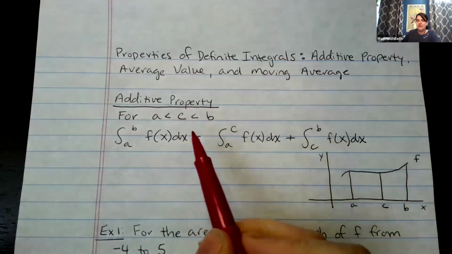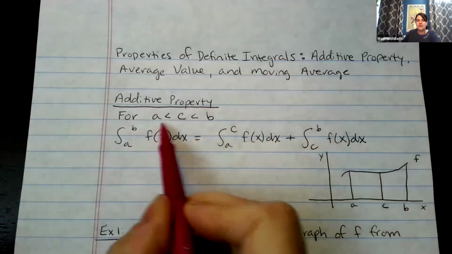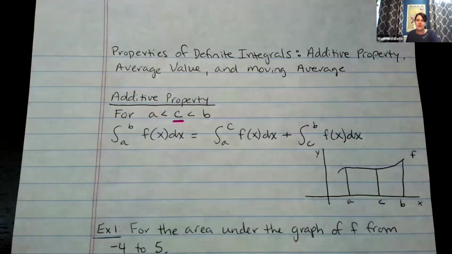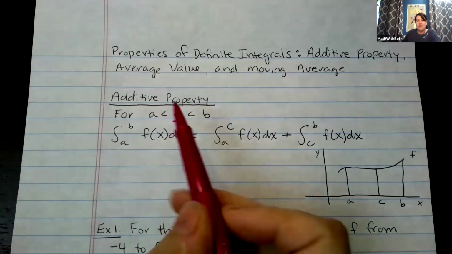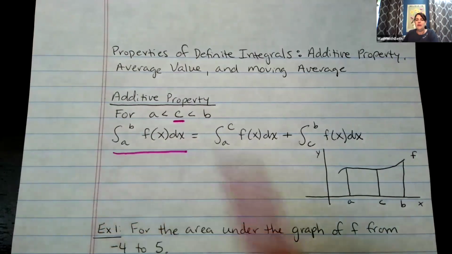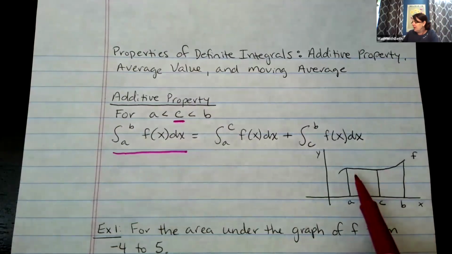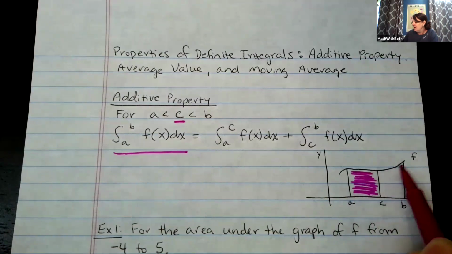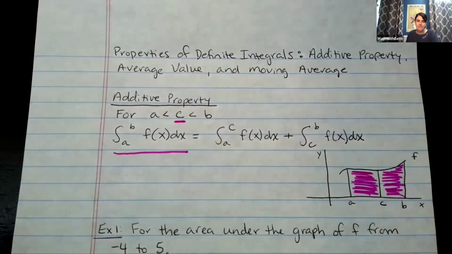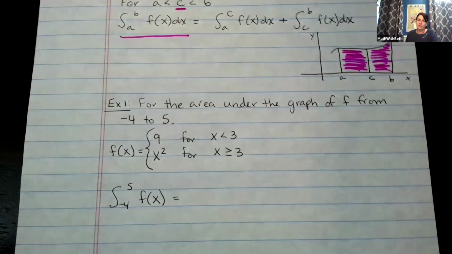If you're looking at three x values, A, C, and B, and C is in between A and B, then if it would be helpful, if you want the area between A and B, you could split it up and find this area and this area and add them together. Okay, so let's just see why that would be helpful.